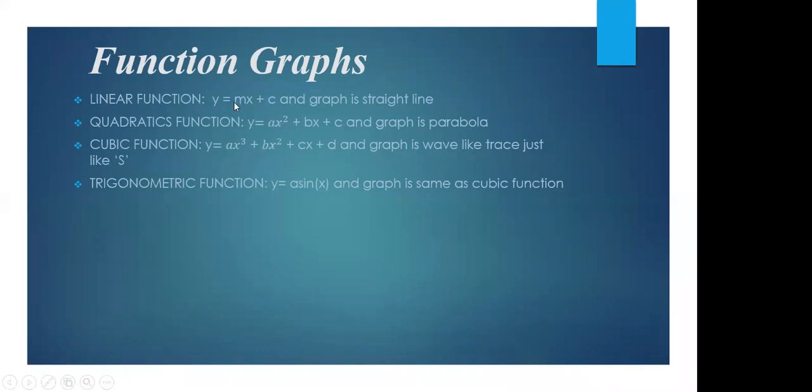This is the linear function, which has the equation y equals mx plus c, and its graph is a straight line. Then the quadratic function has the equation y equals ax squared plus bx plus c, and its graph is a parabola. Then the cubic function has the equation y equals ax cubed plus bx squared plus cx plus d, and its graph is a wave-like trace just like an S. That means it has a shape just like an S.